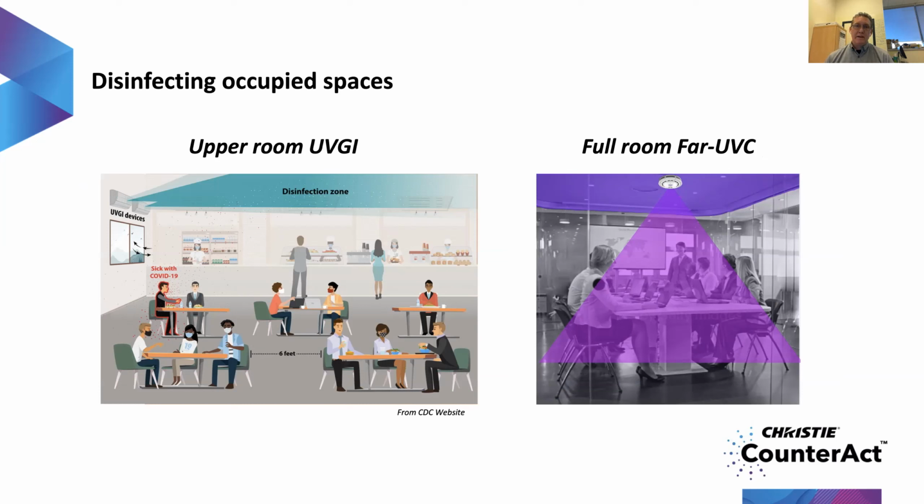So this is where upper room UVGI comes in. This is disinfection above everybody's head. Okay, so we're taking UV light, we're shining it across the upper portion of the room above everyone's head, so it's safe for use in the room. And we also have full room disinfection using far UVC light. So this is filtered 222 nanometer light that's projecting down into the room, that's disinfecting air and surfaces.